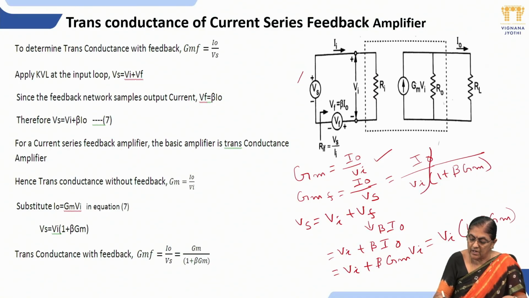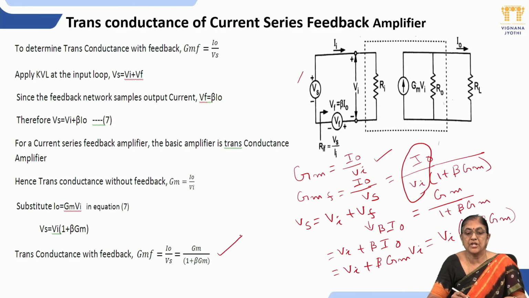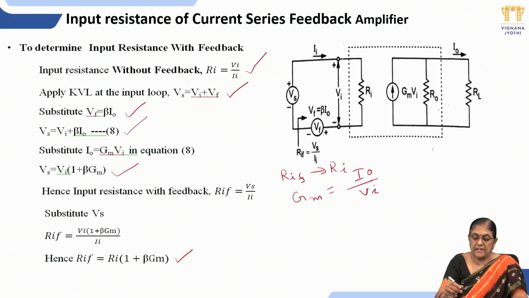So instead of I naught by Vi, you can write GM. Therefore GM by 1 plus beta GM. So transconductance with feedback, GMF is GM by 1 plus beta GM. What did you understand by seeing this expression? Transconductance with feedback is less than that without feedback by the factor of 1 plus beta GM. Now we will determine the input resistance with feedback.